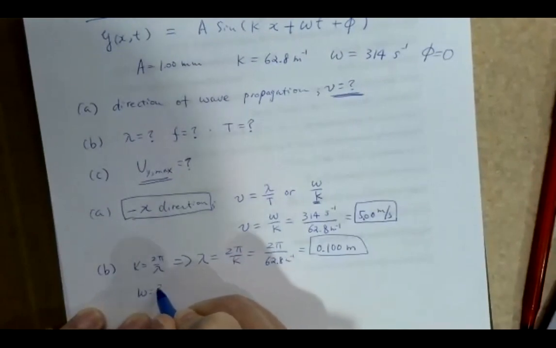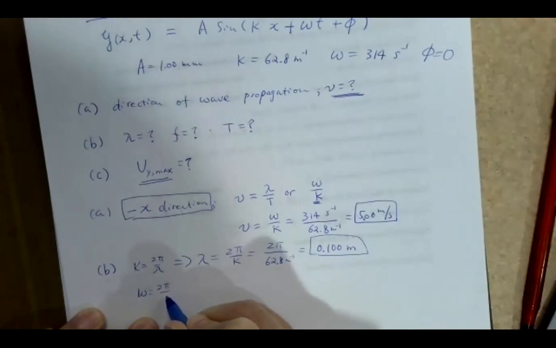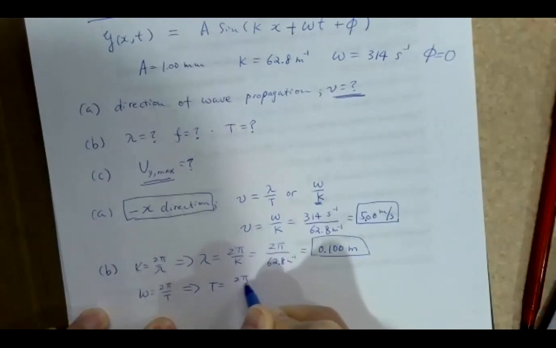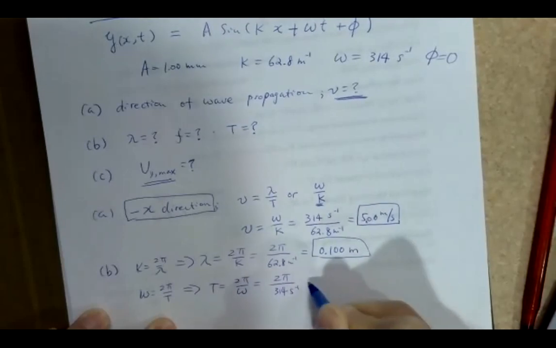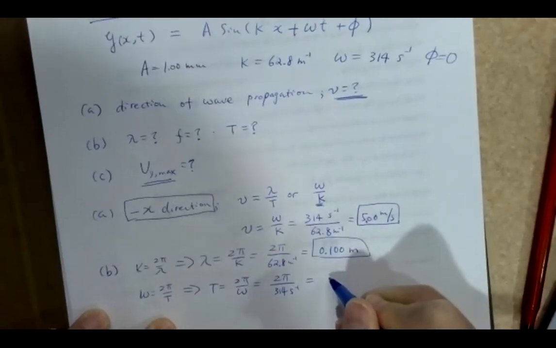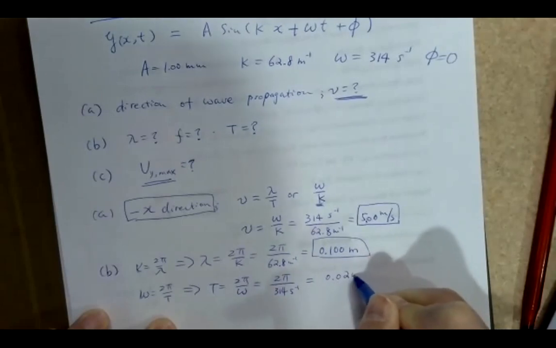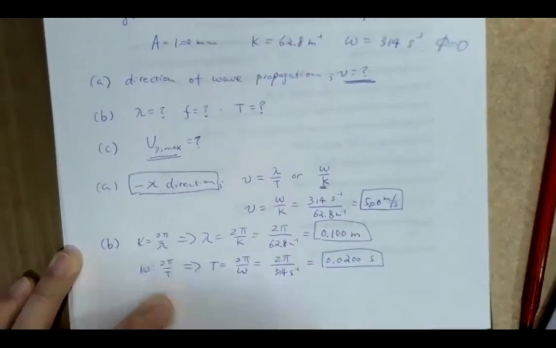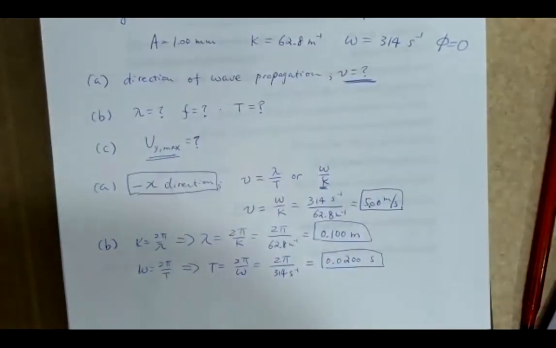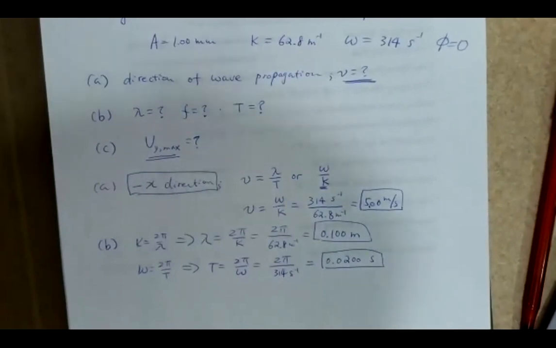Now omega is equal to 2 pi over the period. So the period is equal to 2 pi over omega. So 2 pi over 314 second inverse. That would be 0.0200 seconds. Okay. Now the fact I'm keeping extra zeros to the right is because I want to keep 3 sig figs, just to be consistent with the problem.